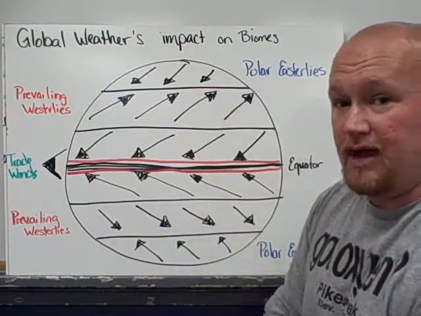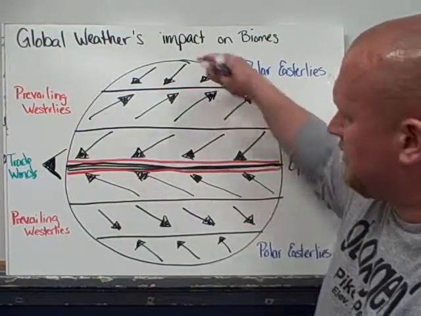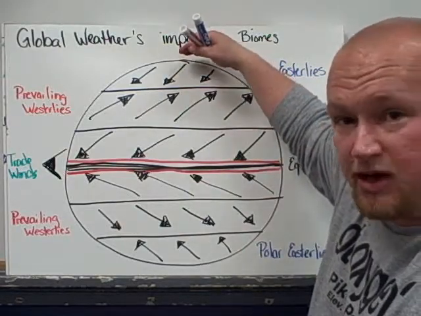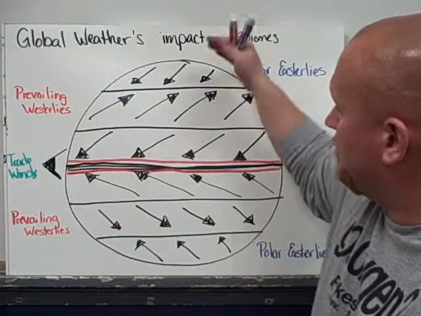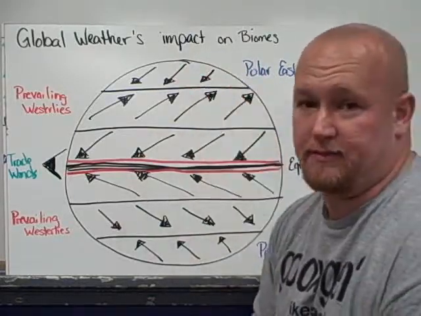To cap it off, at the polar caps are the polar easterlies. This is cold air that's sinking out of the North Pole and out of the South Pole down towards the equator, and it is also moving to the west.